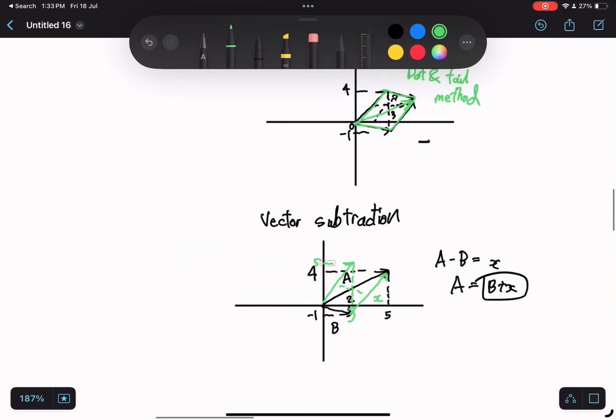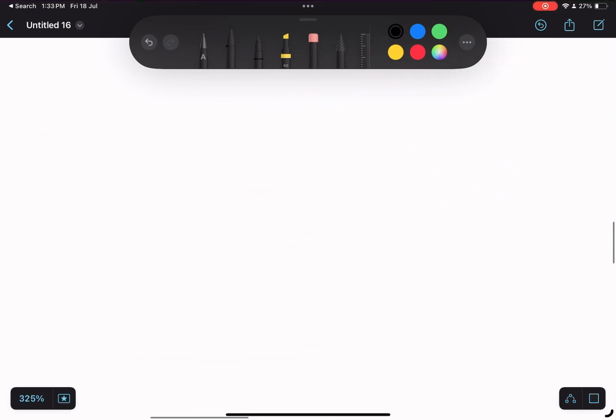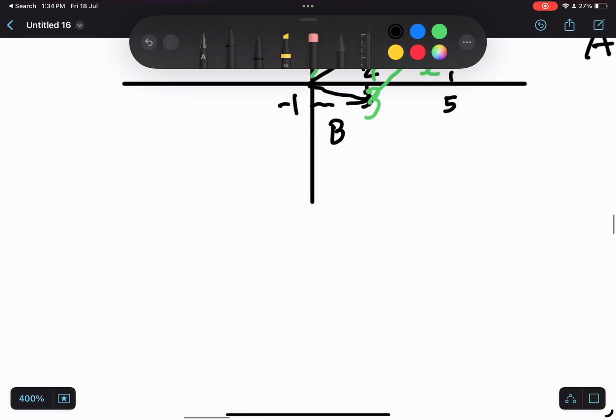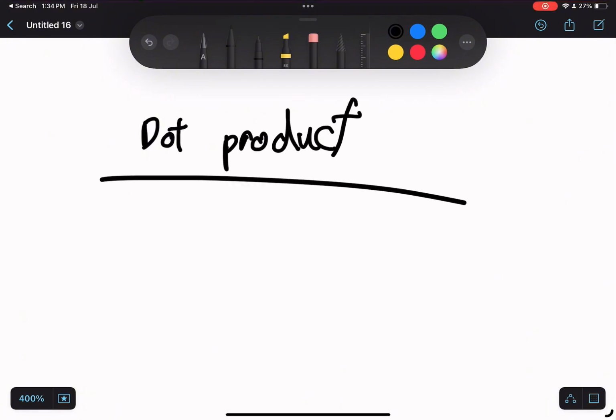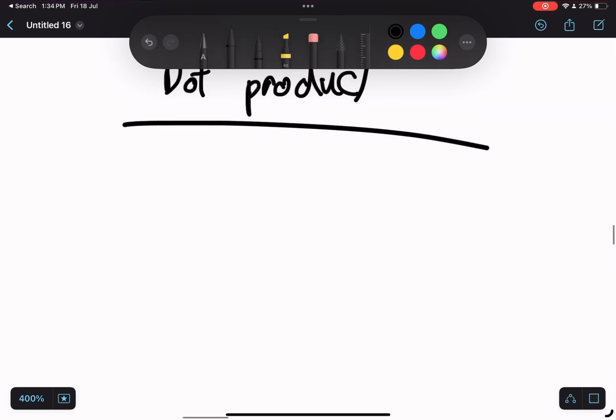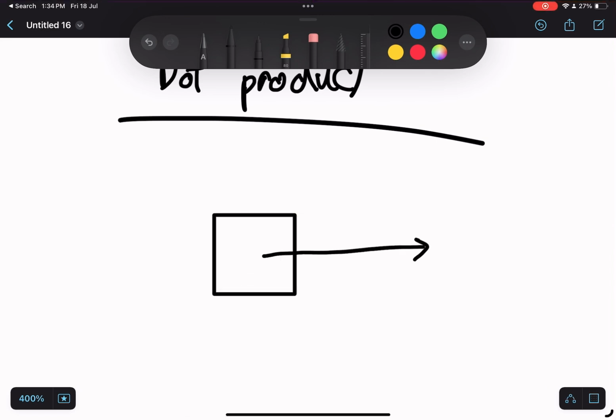Okay, so now we have got our first vector subtraction. We can move on to an essential part in electromagnetism that is slightly more complicated, which I'll try to explain more simply, but it might be slightly hard. The dot product. Let's define a box moving in the direction of vector A.